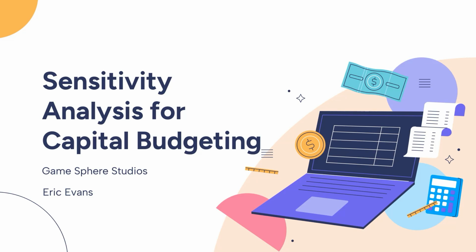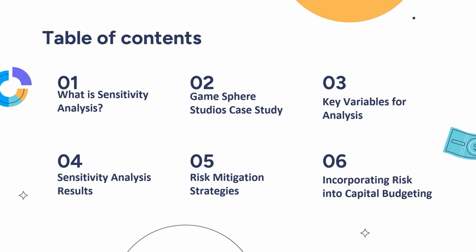All right, so we're going to get into our topic. First, we're going to cover our table of contents. The first topic we're going to cover is what is sensitivity analysis? Second, GameSphere Studio case study. Third, key variables for analysis. Fourth, sensitivity analysis results. Fifth, risk mitigation strategies. And sixth, incorporating risk into capital budgeting.